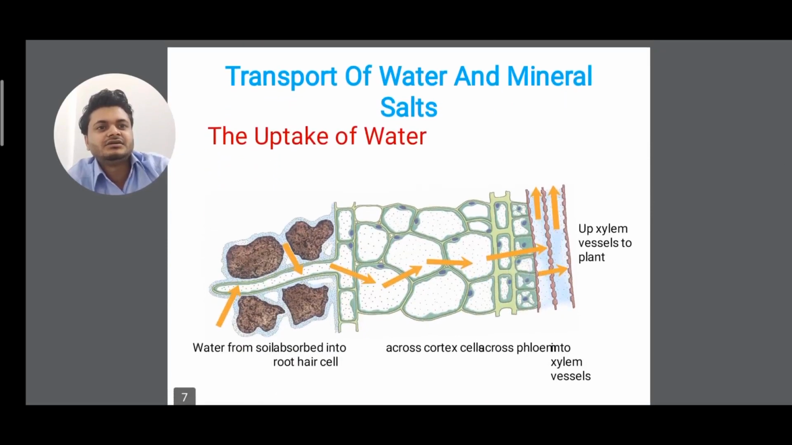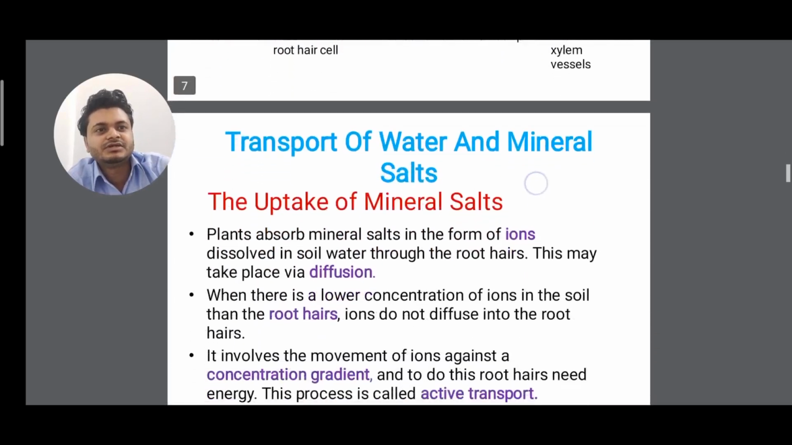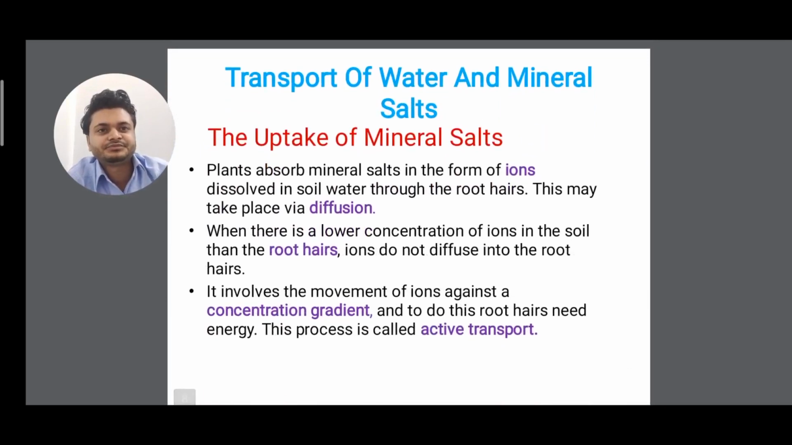Next, the transport of water and mineral salt, the uptake of water. Clear? You see the root here is surrounded by soil molecules, isn't it? So here is given, see, water from soil absorbed into the root hair cells. Here it will come that by the process of diffusion from soil particles, the water enters into the root hair. Clear? And then cell to cell osmosis is done, and then it is transported across the xylem and passed to all parts of the plant.